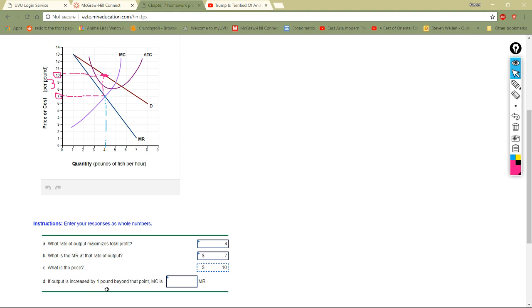If output is increased by 1 pound beyond that point, MC is blank. Okay? Let's draw this out. We go up 1 more pound at 5. You see that MR is at 5. However, what do our costs end up at that point? Okay. Cost right here, MC, would be at 9. And if our costs exceed marginal revenue, would we ever produce there? No. So MC, therefore, by default, is greater, and you wouldn't produce there as a monopoly.